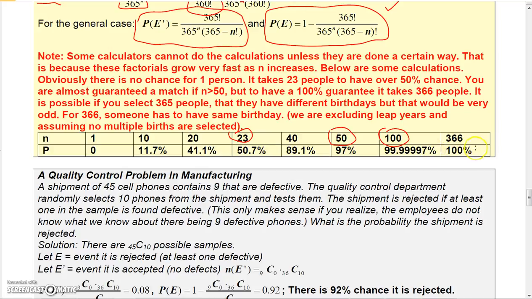99.99997% chance. And in order to get a 100% chance, you'd have to go to 366 people, so that you would be guaranteed that at least 2 people had matching birthdays. So it's an interesting problem, but don't lose too much sleep over it.